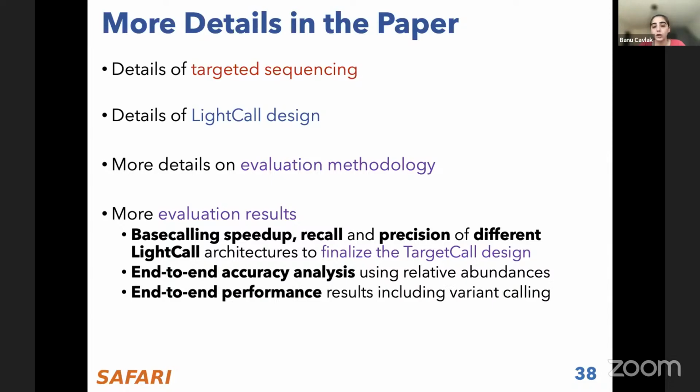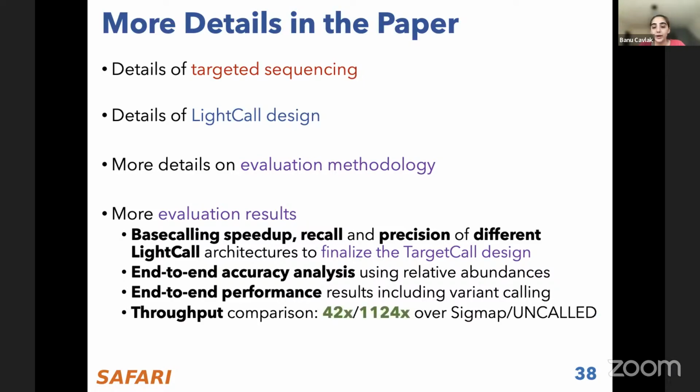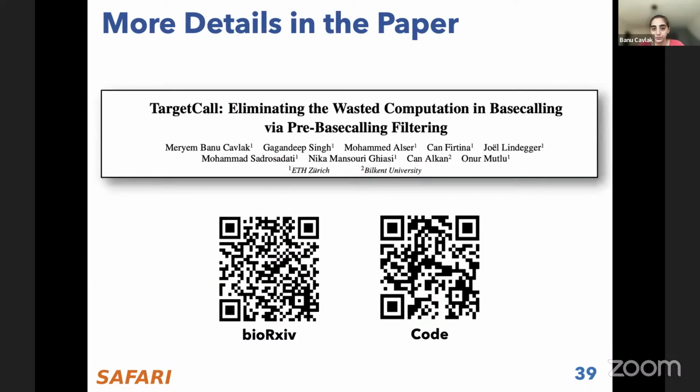and the end-to-end accuracy and performance improvement of TargetCall on the entire genome analysis pipeline, including the variant calling step, and a throughput comparison of TargetCall against SigMap and UNCALLED, where we show sometimes more than 1100x better throughput than prior tools, which really shows that TargetCall can be applied for real-time analysis as well. And a peak memory discussion between these tools and TargetCall, which shows that TargetCall's peak memory requirement is much less than prior tools.